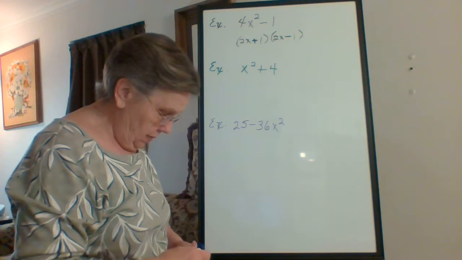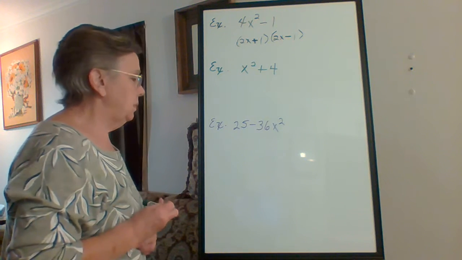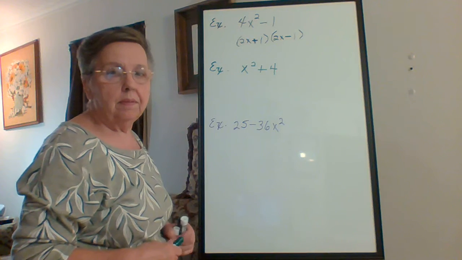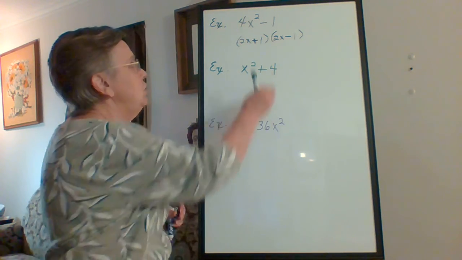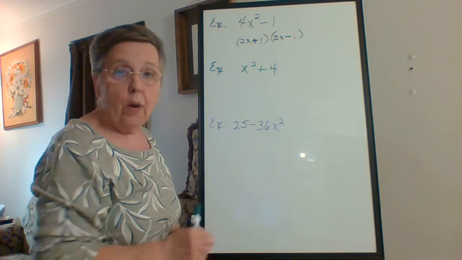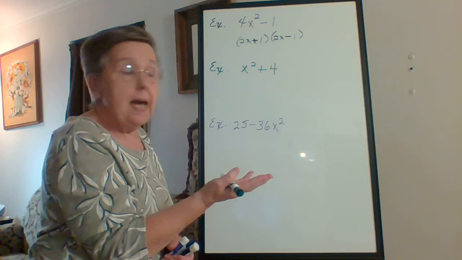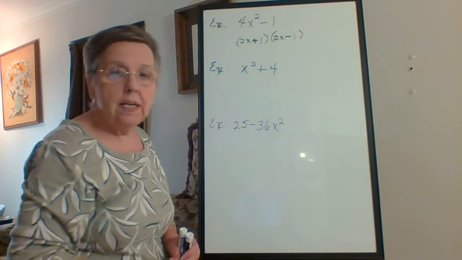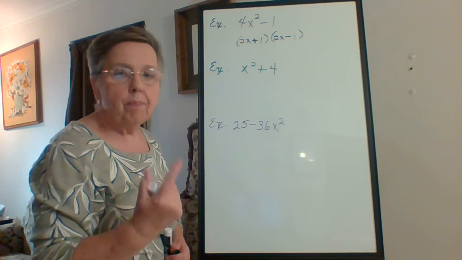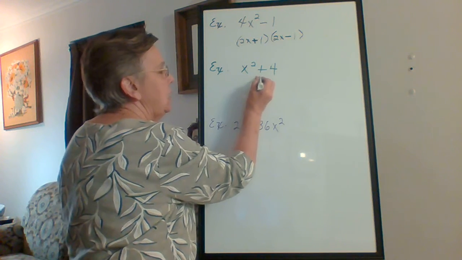Let's look at the next one. X squared plus 4. Uh-oh, I see something wrong with this. Because I told you that this is called the difference of 2 squares. X squared is a square, it's x and x. 4 is a perfect square, it's 2 and 2. But there's something wrong.